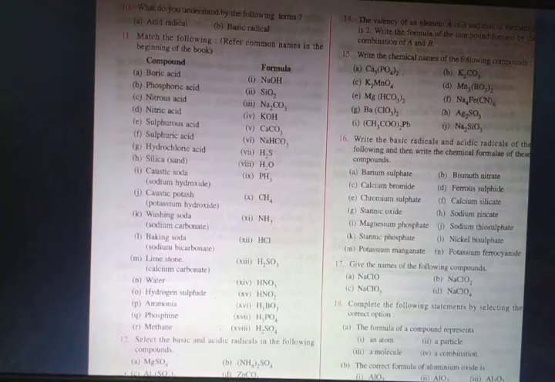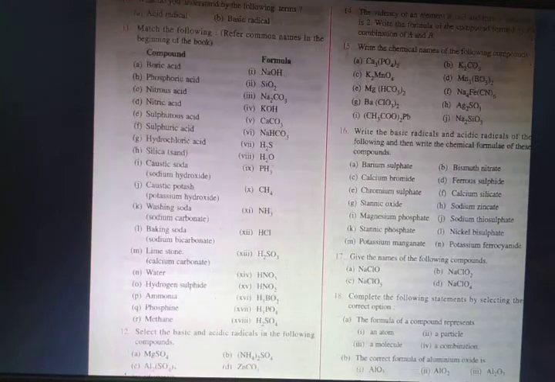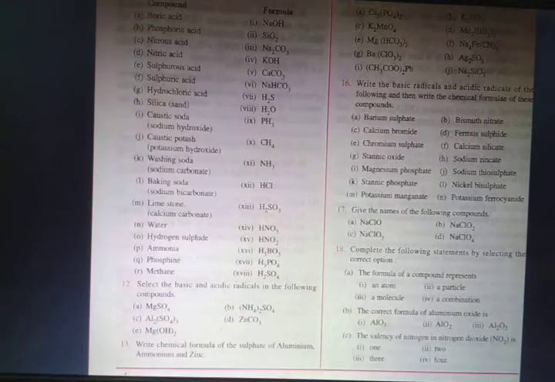Complete the following statements by selecting the correct option. The formula of the compound represents a molecule, of course. The correct formula of aluminium oxide is Al2O3. The valence of nitrogen in nitrogen dioxide is 3, of course.